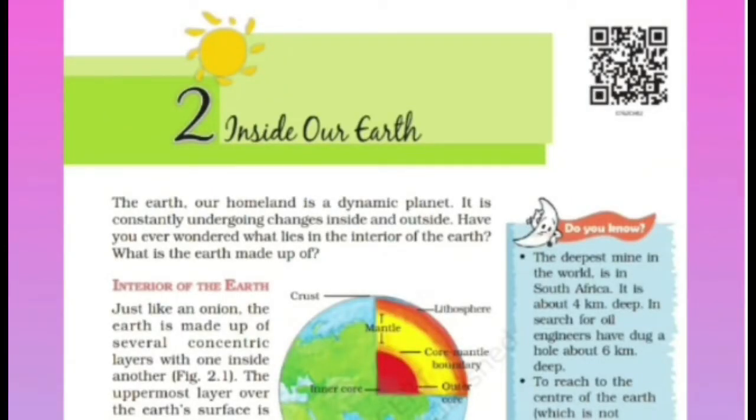We will start the second chapter of the class 7 geography book, Our Environment. The second chapter is Inside Our Earth. Today we will study this chapter. In this chapter we will study the different layers and the different materials of which the inside of our earth is made up.